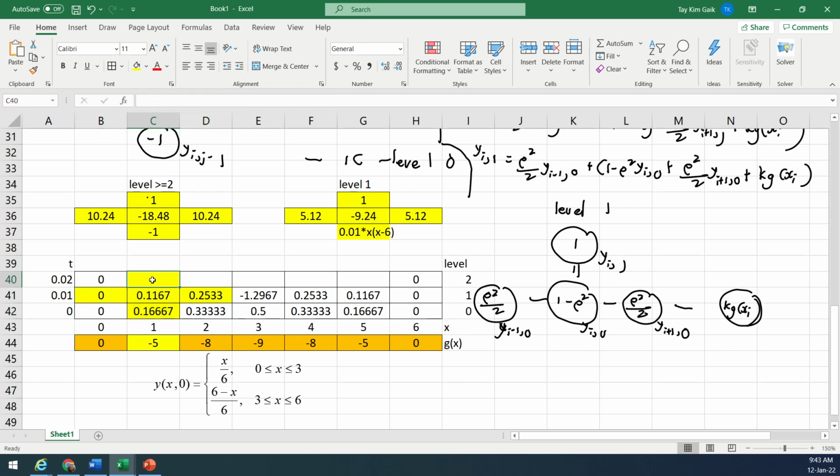So the cell that you target is equal to 10.24 multiplied by the left bottom cell in the grid, minus 18.48 times the center bottom cell, plus 10.24 multiplied by the right bottom cell, minus 1 times this one, times 0.1667. And then you just key in.